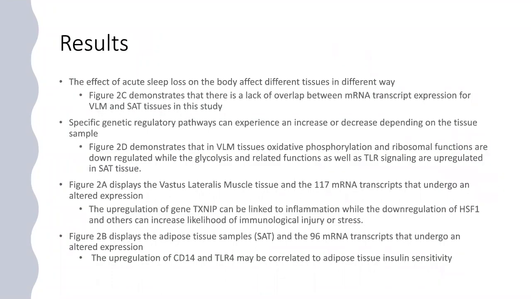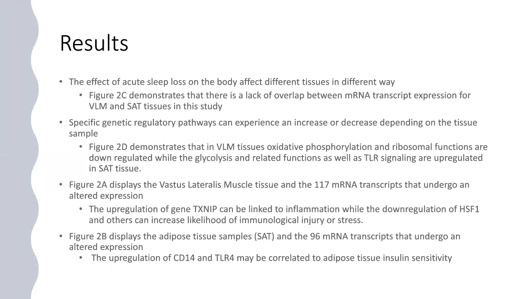In conclusion, the results from Figure 2 can be summarized into 4 distinct conclusions. First, the effect of acute sleep loss on the body affects different tissues in different ways. This was shown by Figure 2C. In this figure, it was demonstrated that there is a lack of overlap between mRNA transcript expressions for both tissues in the study. The second is that specific regulatory pathways can experience an increase or decrease depending on the tissue samples. So in Figure 2D, it's shown that the VLM tissues experience downregulation with vital functions like oxidative phosphorylation and ribosomal functions, while for the adipose tissue, functions like glycolysis and TLR signaling were upregulated.